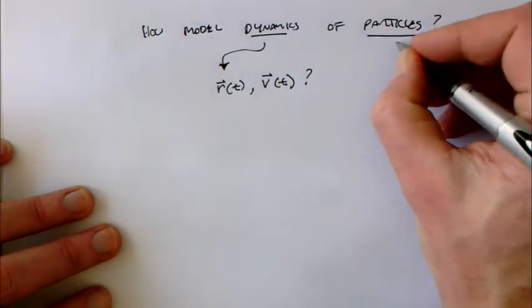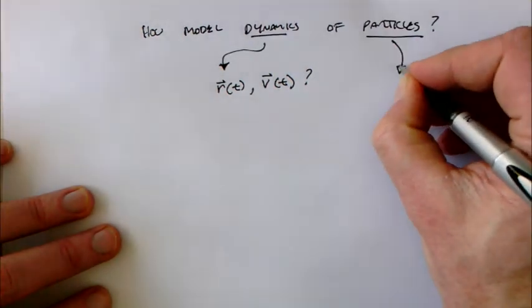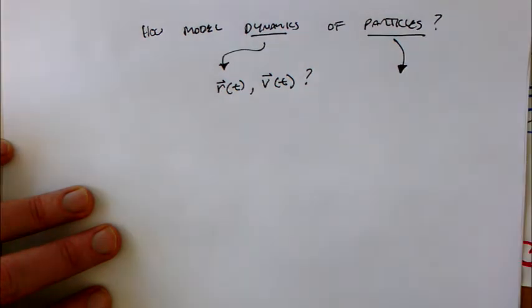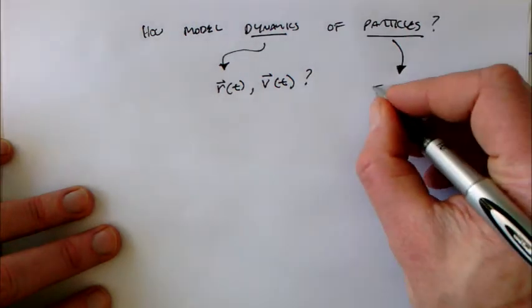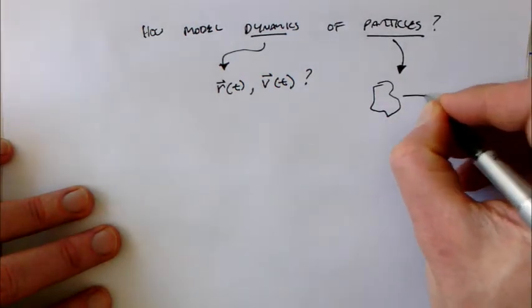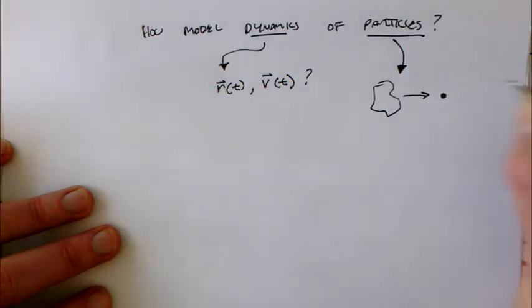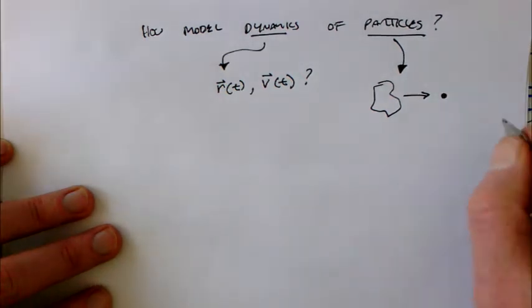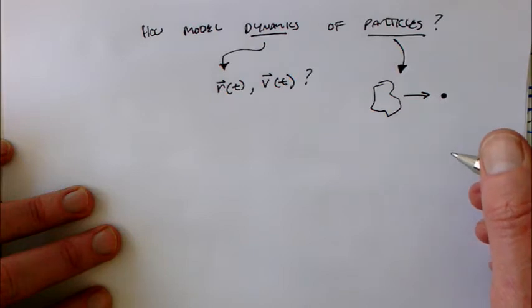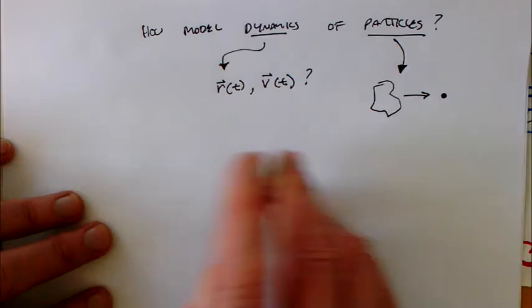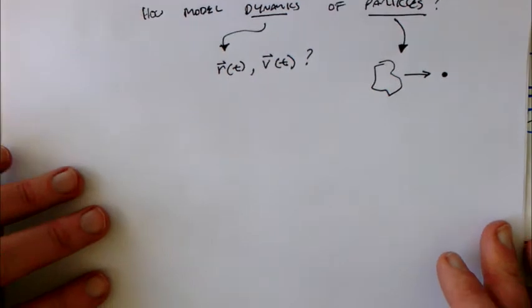And particles refers to the idea that in this module we're not interested in extended bodies and how they rotate. We're instead interested in basically taking extended bodies and compressing them down from an abstraction perspective to point masses, and then asking questions about how those point masses move around. Okay? So that's the overall question that we're dealing with in this module.